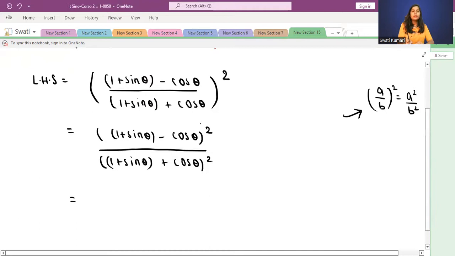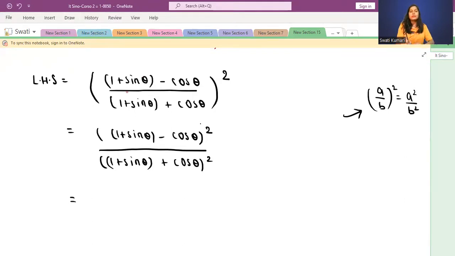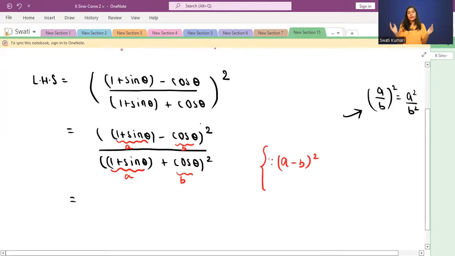Now, in the next step, I'm going to use the formula of (a minus b) whole square upon (a plus b) whole square. Now, you may ask, how can we use a minus b and a plus b? So, I'm going to consider this whole as a and this as b. Similarly, this whole as a and this as b. So, can you now see that we have a formula of (a minus b) whole square in the numerator and (a plus b) whole square in the denominator? So, let us write down the formula first, because don't forget to write down the formula. Always remember to write down the formula, whatever you are using, on the right hand side.